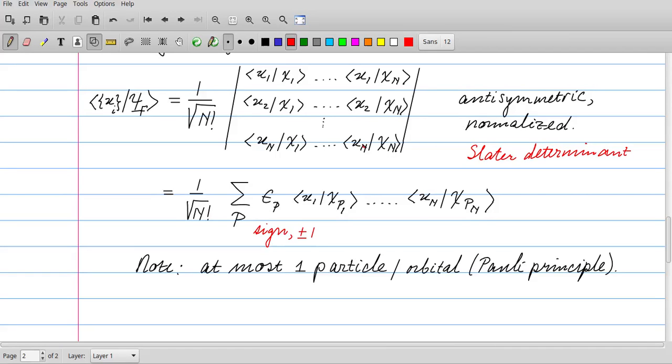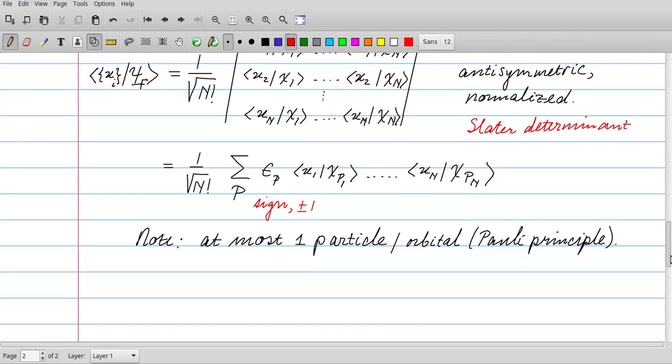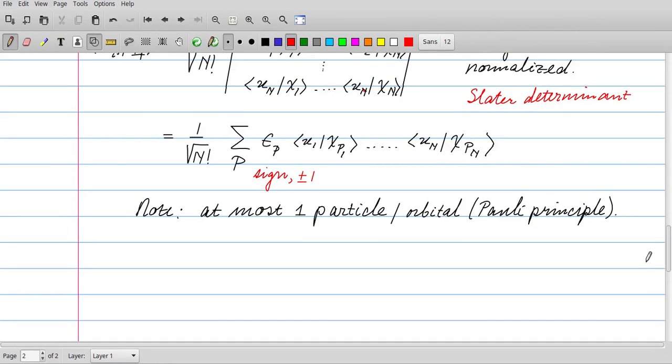And an important consequence of this form of the wave function is that we can have at most one particle per orbital, which is known as the Pauli principle. And the reason is that if there would be two particles in an orbital, so if an orbital would be doubly occupied, you would find that two columns in this determinant would be identical, and a determinant with two identical columns vanishes. So in that case we get 0. So we should have at most one particle in an orbital. An orbital can be empty, or it can contain one particle. It cannot contain two particles.